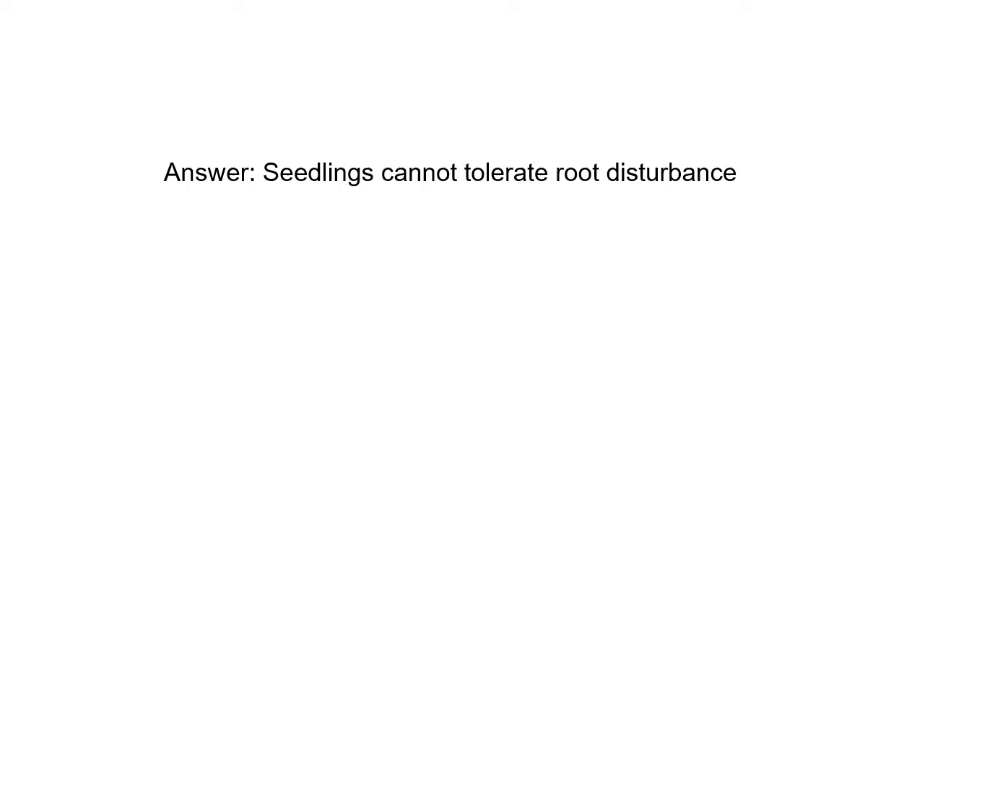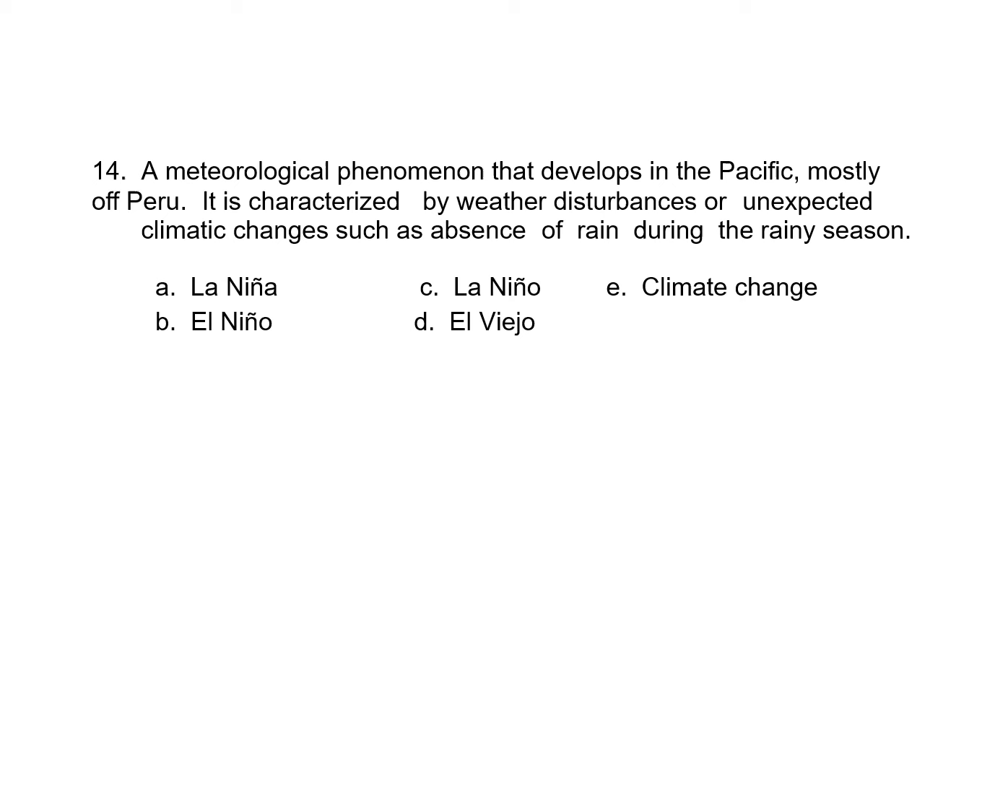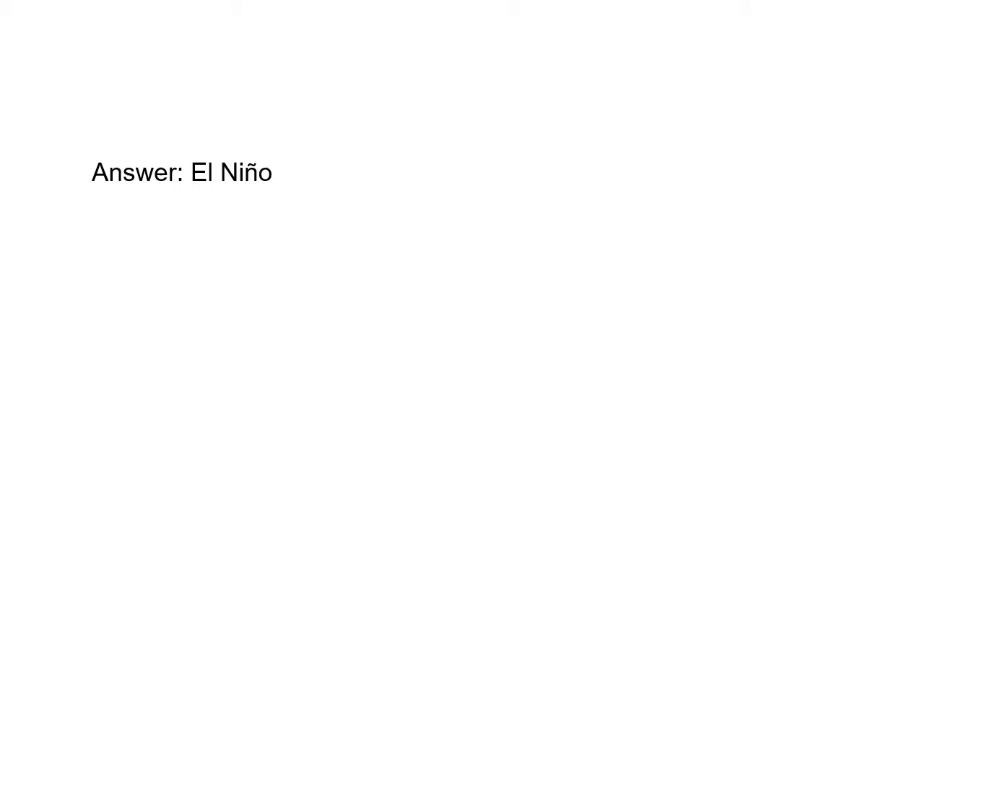Number 14. A meteorological phenomenon that develops in the Pacific, mostly of Peru. It is characterized by weather disturbances or unexpected climatic changes such as absence of rain during the rainy seasons. A. La Niña, B. El Niño, C. La Niño, D. El Viejo, or E. Climate change. The answer is El Niño.